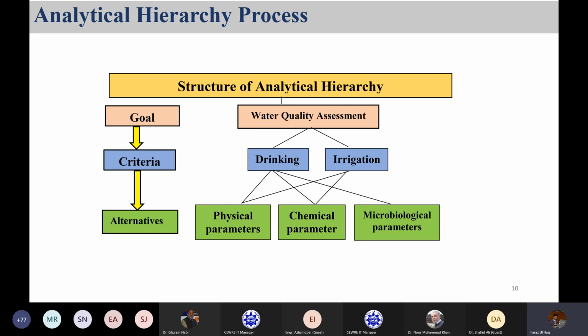AHP is a decision-making process that involves 3 essential components: the goal, criteria, and alternatives. The goal defines the decision problem that is related to the research objective. That can be water quality, water resources management, and planning. Here it is the water quality assessment. The criteria can be 2 or more. Here are the 2 criteria, drinking and irrigation. And the third is the alternatives, or the parameters. Here we're using the physical, chemical, and microbiological parameters.